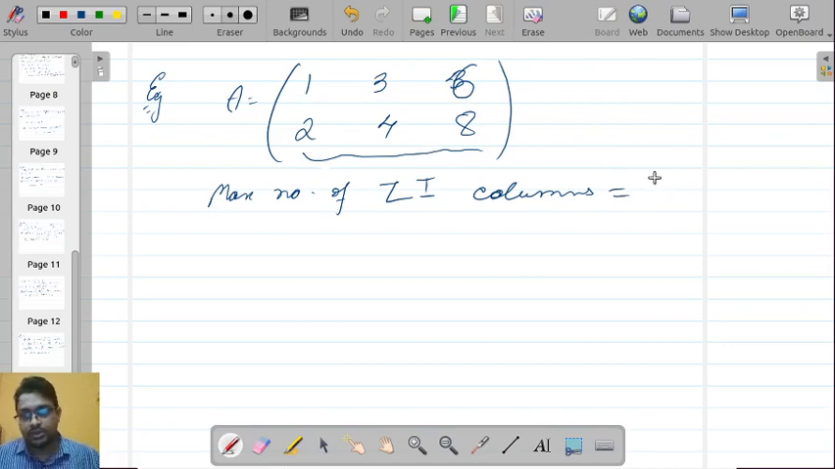The maximum number of linearly independent columns is 2, because each of these columns is a vector in E square. In E square, more than two vectors are always linearly dependent. So the maximum number of linearly independent columns is 2 only.